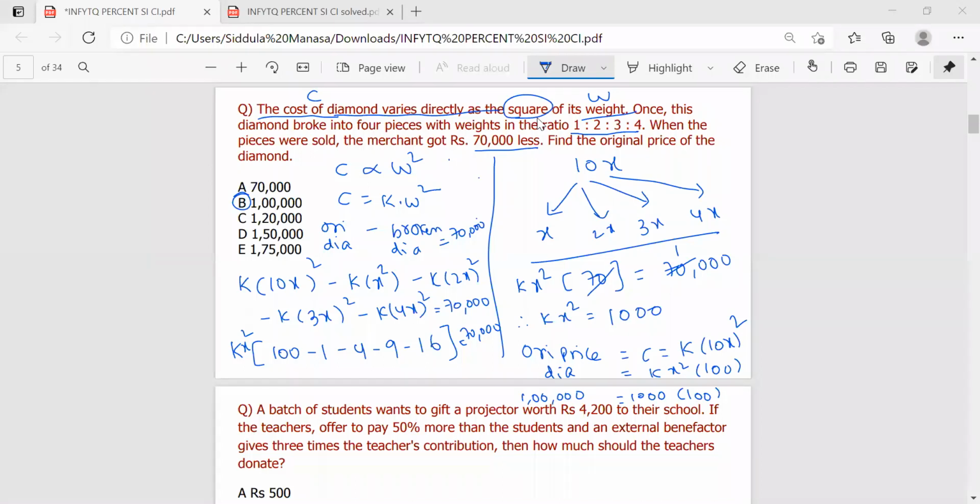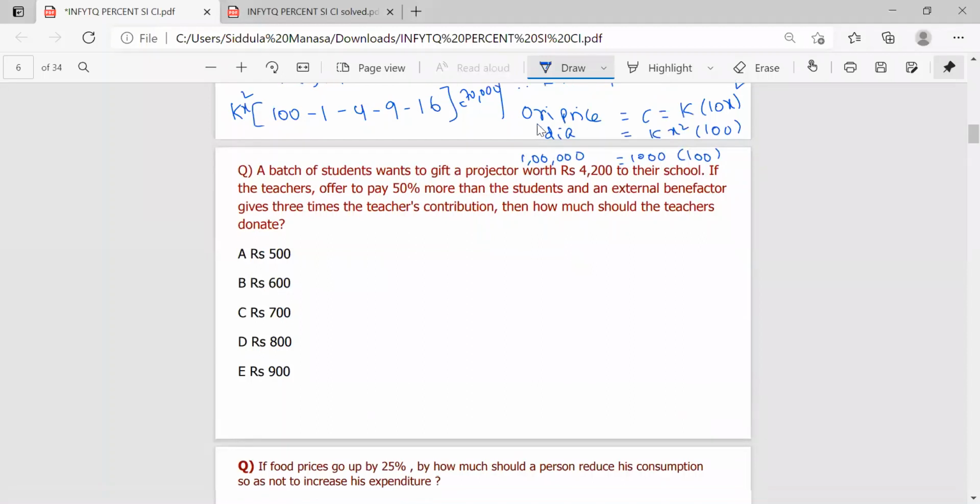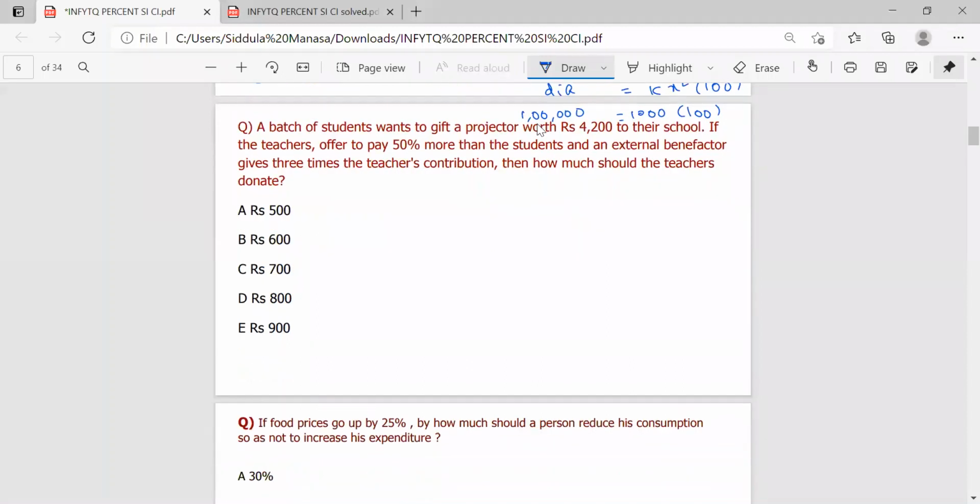Okay, so this is the question, a very good question on direct proportion concept involving ratio proportion. So what we'll do, we'll move to the question on percentages. First, I'm going to read the question, understand carefully. I'm going to give 1 minute time to start solving.